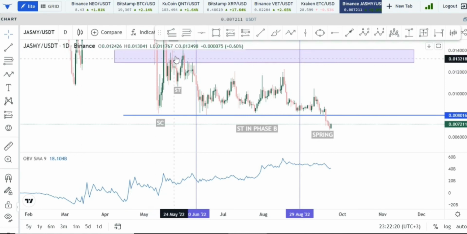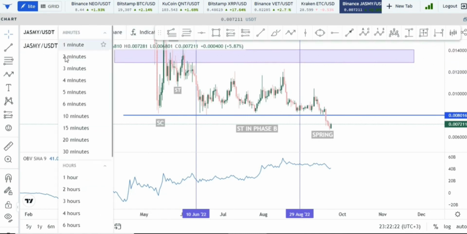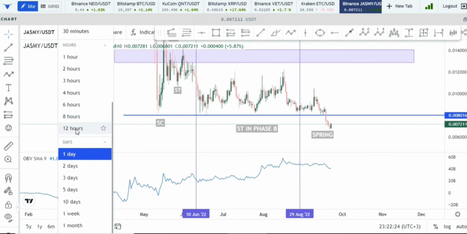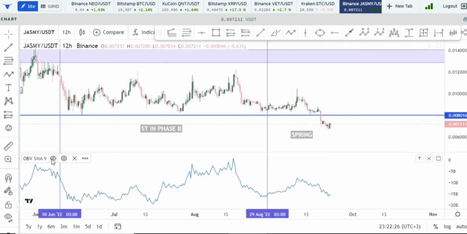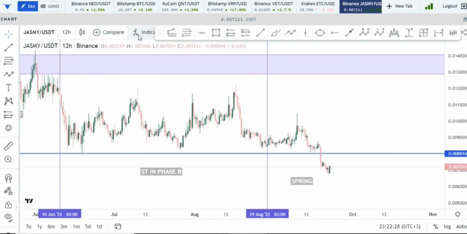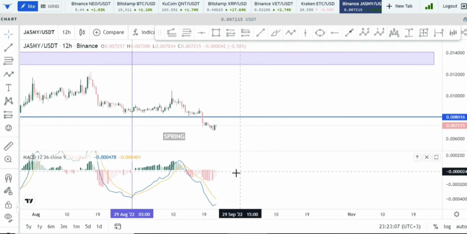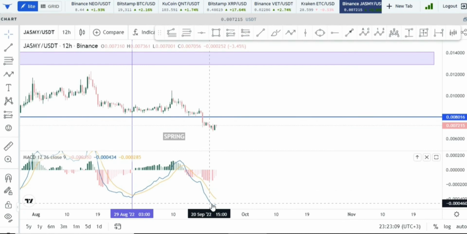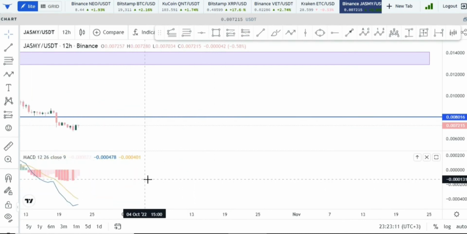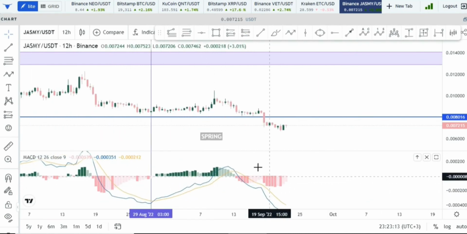So we can also look at the 12-hourly here and check what the MACD is showing us. Let me also quickly delete this OBV. You can see that on the 12-hourly, the MACD is looking like there is going to be a bullish cross happening soon. We can even look at these bars right here. You can see that the price is going down, but look at what the bars are doing. They're getting closer to each other.